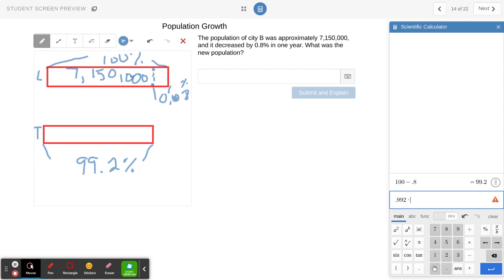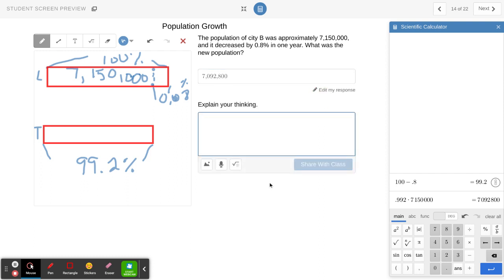Of means multiply. And now I put in the 7,150,000. Okay. And here's my new population, which works out because it's smaller than the original amount, which is good. So it's 7,092,000. Please make sure you're using commas in the correct place. Your calculator doesn't do that for you, right? And it should be people, right? Submit and explain how you did this, right?